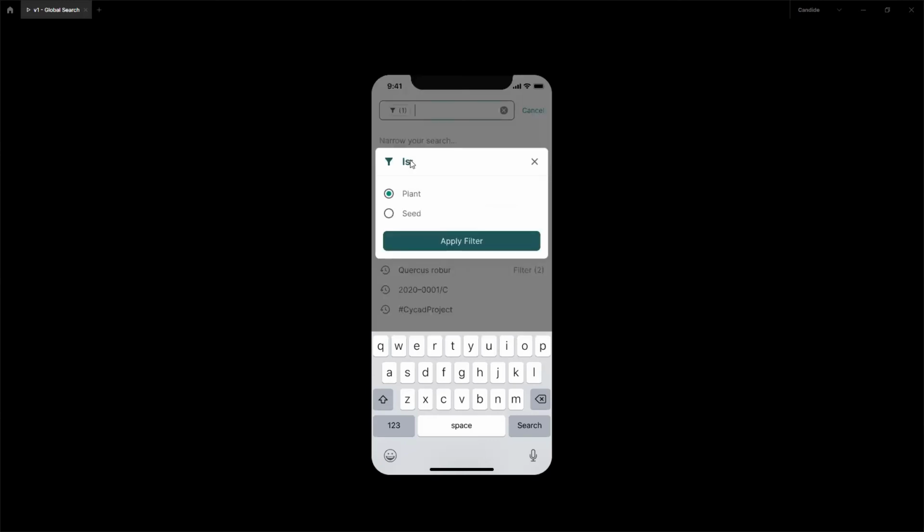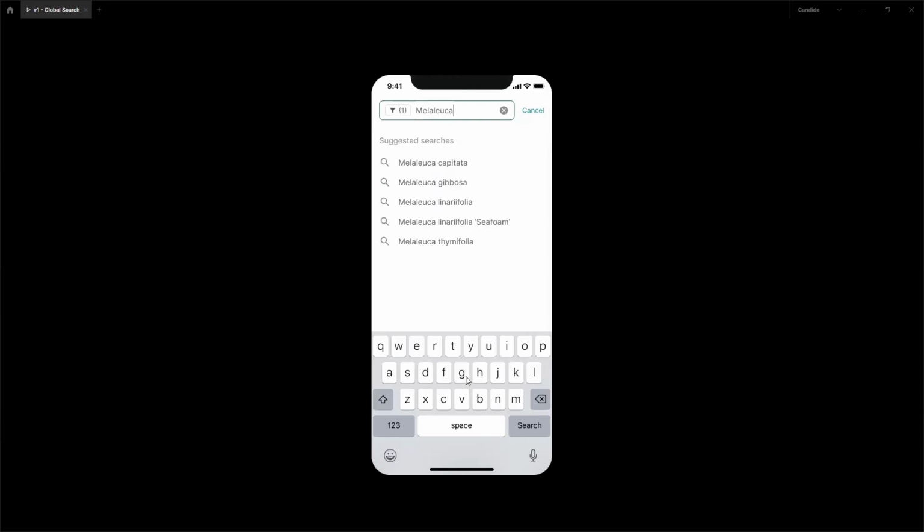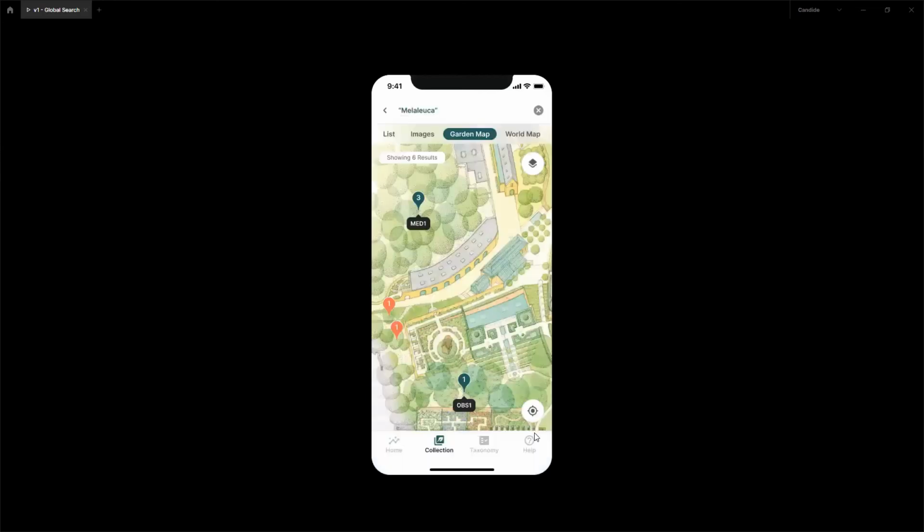So this example is a bit more complex. I'm looking for some Melaleucas. So I just typed in Melaleuca, and you see that it will help me with suggestions. I can tap on maybe something I searched recently, or something that matches some of the letters I've already searched. And I'm happy, I just want the Melaleuca. So I click search.